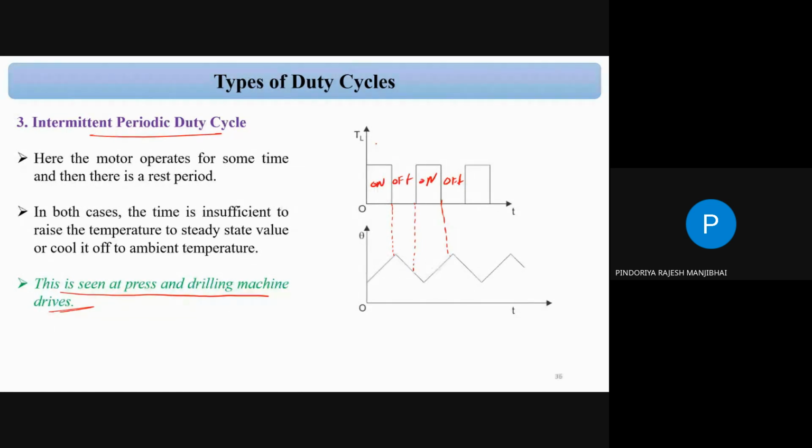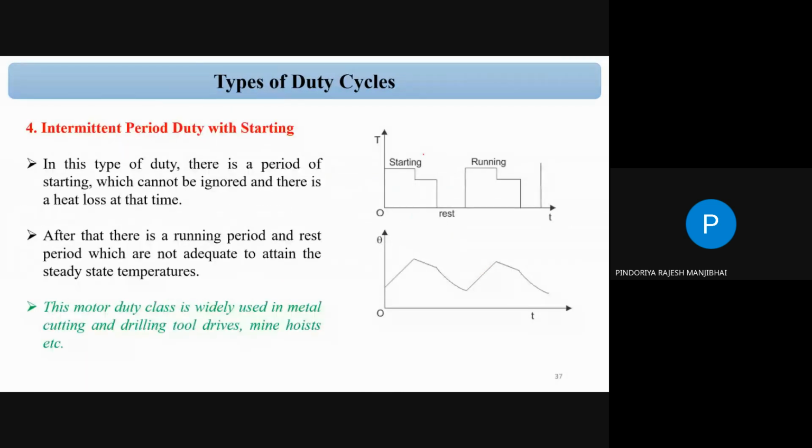So maybe here the torque is 5 Newton meter, and then it is 0, okay? Next, intermittent periodic duty with starting. In this type of duty, there is a starting period which cannot be ignored, and there are heat losses at that time, okay?